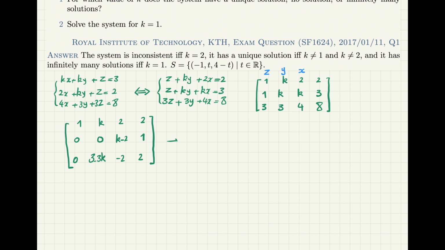So I have my matrix in row echelon form. 1, k, 2, 2, 0, 3 minus 3k, minus 2 and 2, 0, 0, k minus 2 and 1. Okay? So my point is that it's also a nice trick.